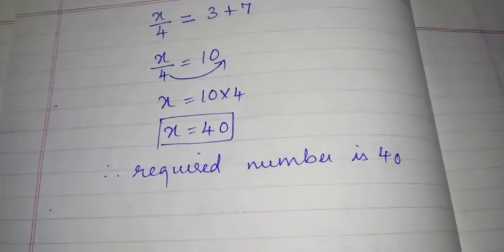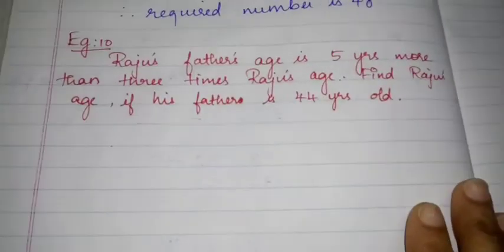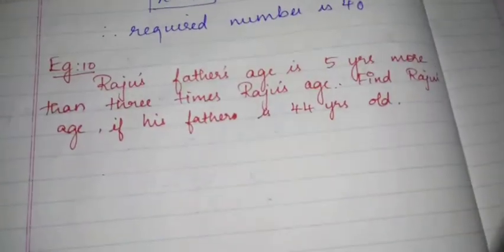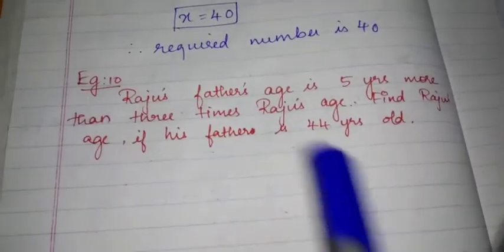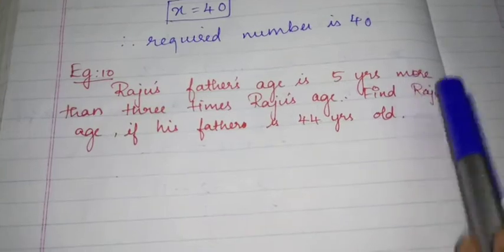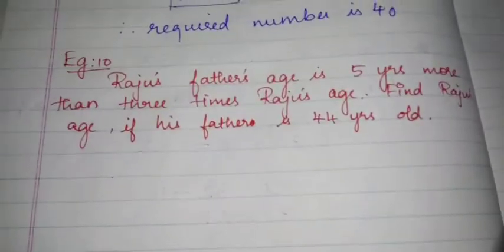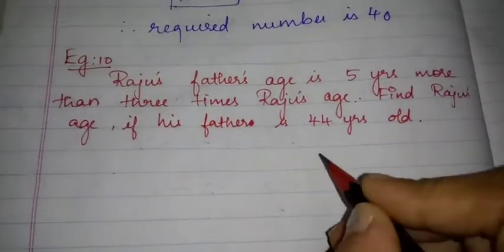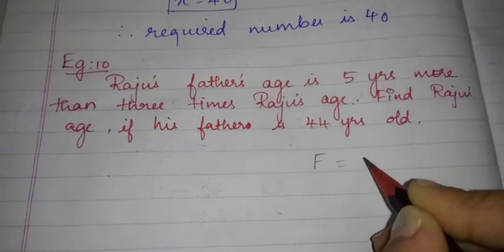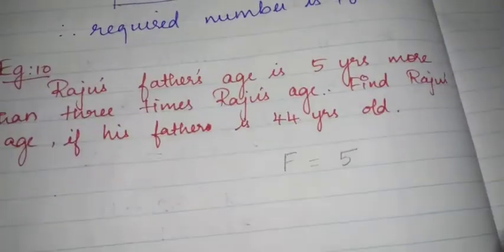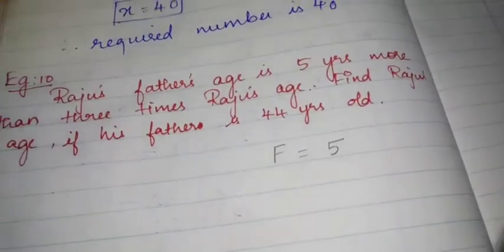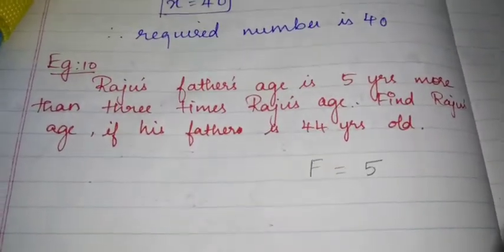Okay, children, this is your example number 10. What is your example number 10, children? Raju's father's age is 5 years more than 3 times Raju's age. Okay, they are saying that Raju's father's age is 5 years more than. More than means what will you do? You will add it, right? Less than means you will subtract it.